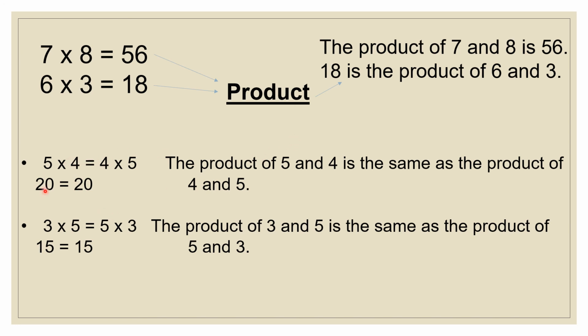The product of 5 and 4 is 20. The product of 5 and 4 is the same as the product of 4 and 5. That means the answer you get by multiplying 5 and 4 is the same as the answer you get by multiplying 4 and 5. The product of 3 and 5, that means the answer of multiplying 3 and 5, is the same as the answer of 5 multiplied by 3, as you can see here. So you may change the order of the numbers, but the answers would remain the same.